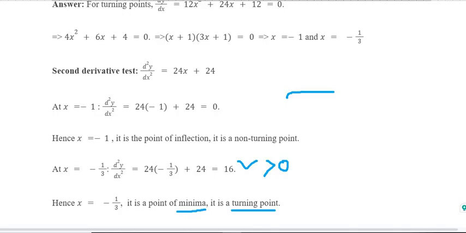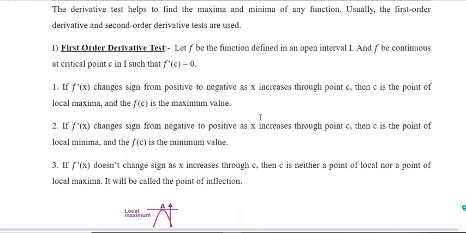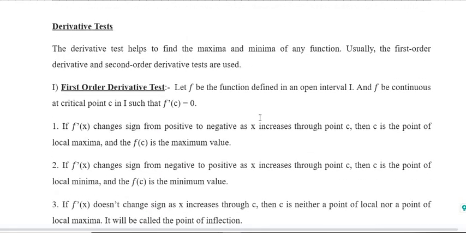So today we discussed the mathematical idea about maxima and minima, and the basic idea about the derivative tests: the first order derivative test and the second order derivative test.